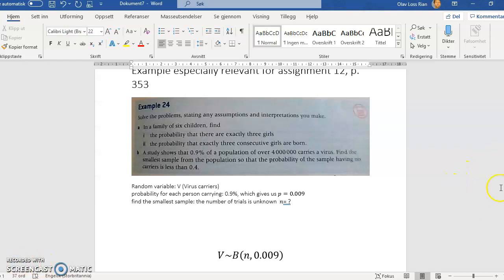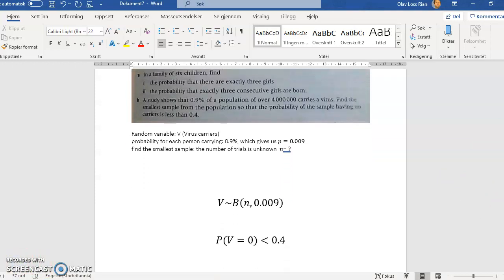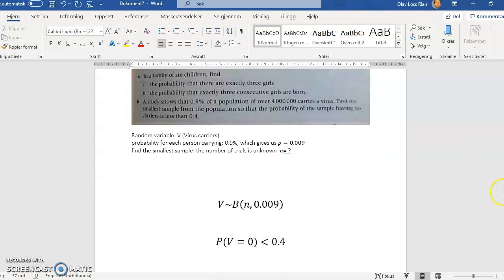And furthermore, we know the probability, so that's not what we want to find. So we know that the probability needs to be less than 0.4, or 40%. So the probability that the number of carriers is equal to 0 should be less than 40% or 0.4. And what we want to find is this N here.